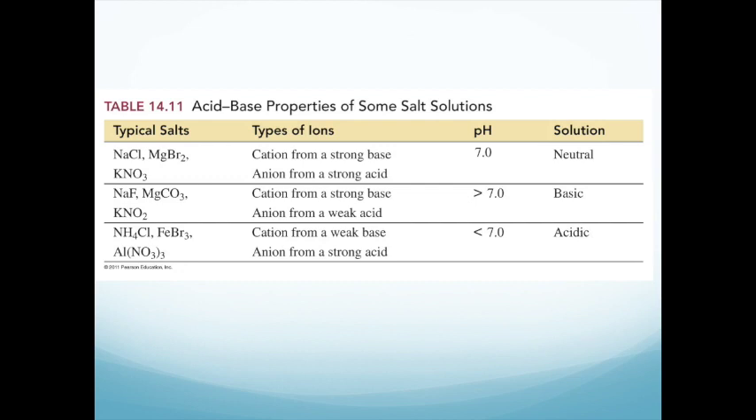And so here are some examples. Sodium chloride, magnesium bromide, potassium nitrate will all form neutral solutions because they have cations and anions from strong bases and acids. Sodium fluoride, magnesium carbonate, potassium nitrite will form basic solutions because they have a cation from a strong base and an anion from a weak acid. And ammonium chloride, iron bromide, or aluminum nitrate will form acidic solutions because they have a cation from a weak base and an anion from a strong acid.